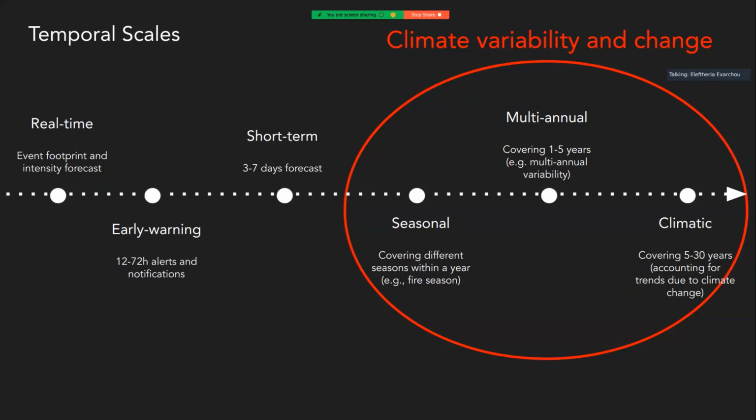And we're also interested in multi-annual to climate timescales, which are exactly the timescales of Aspect. So between 1 and 5 years, and between 5 and 30 years. In the first case, we would capture some of the multi-annual variability. And in the second case, we will also capture the trends that come from climate change.